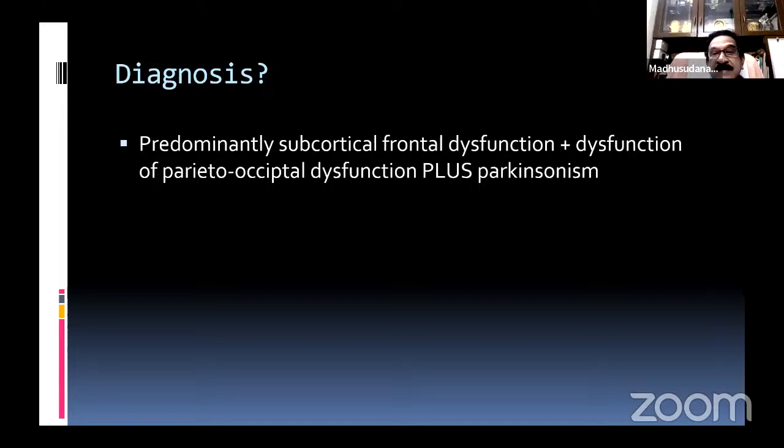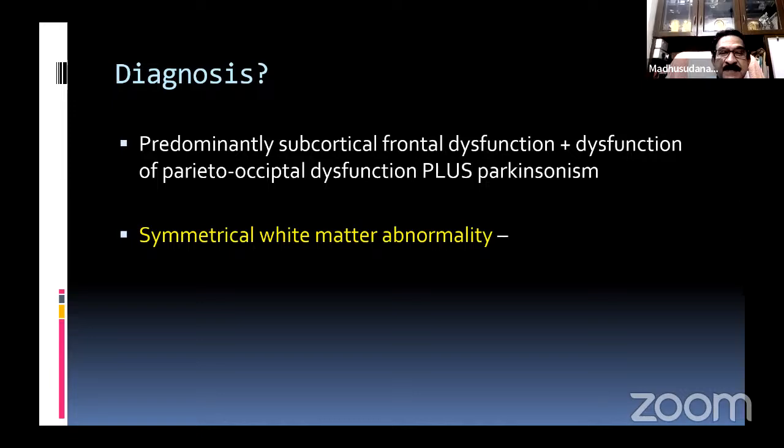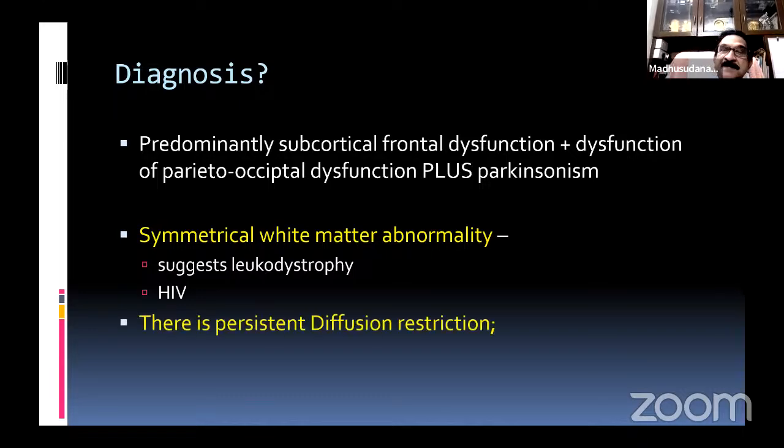Predominantly subcortical frontal dysfunction plus parietal dysfunction plus Parkinsonism. The clue is the symmetrical white matter hyperintensity. It says leukodystrophy or HIV. HIV also can present like that. HIV is unlikely because his HIV was negative. And another clue is that there's a persistent diffusion restriction.